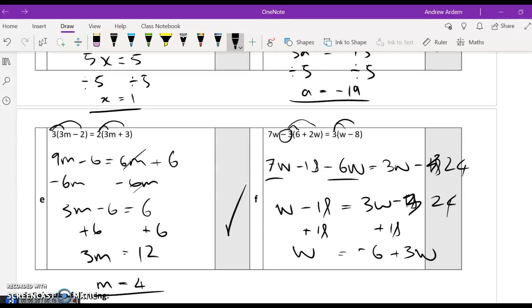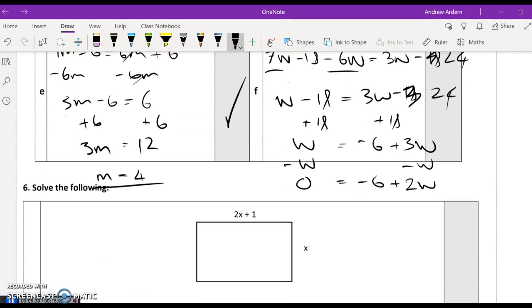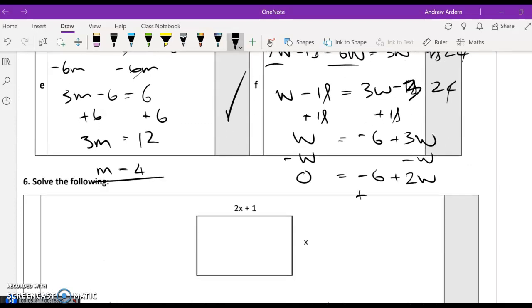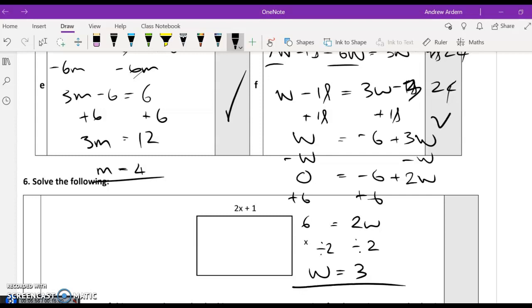Okay, I've actually got more w's on the right than on the left, so I will take away a w from either side. Left on the left is 0. I've got minus 6 plus 2w now. I'm doing this a long way, but we'll get the right answer in the end. Add 6, 6 on the left, 2w on the right, divide by 2, divide by 2. Answer is w equals 3. I'm sure some of you could have done that in less steps than me, but we both should get w equals 3.